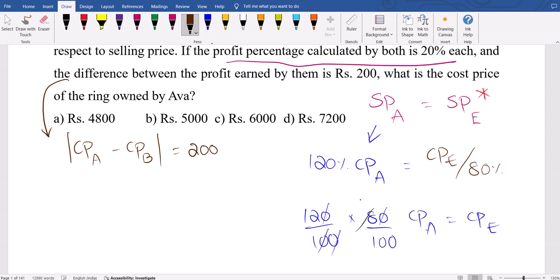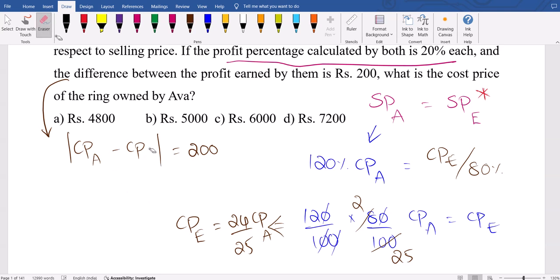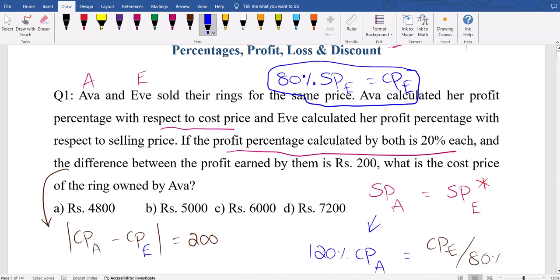For 4 times, for 25 times. You need to find the cost price of A. So the cost price of E can be modified as 24 by 25 times the cost price of A. You just update that here. This is the cost price of E, not B. And the very important update is this: how we give the relation between SP and CP when profit is calculated on selling price.